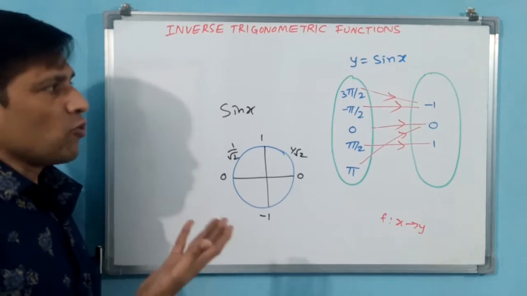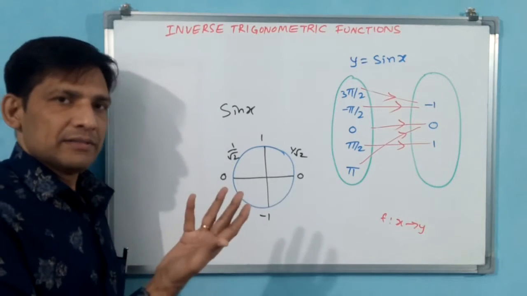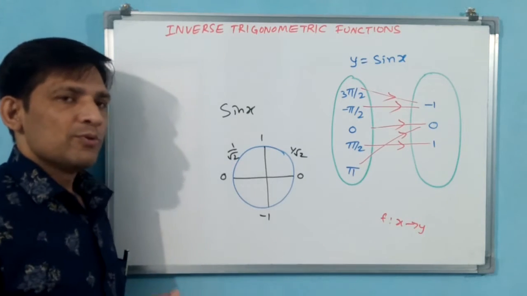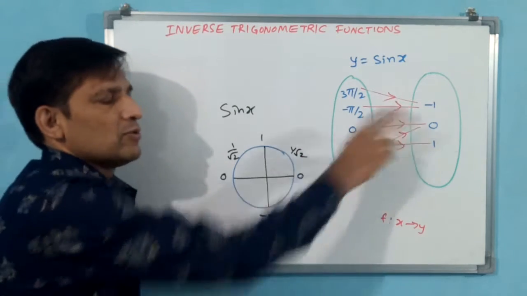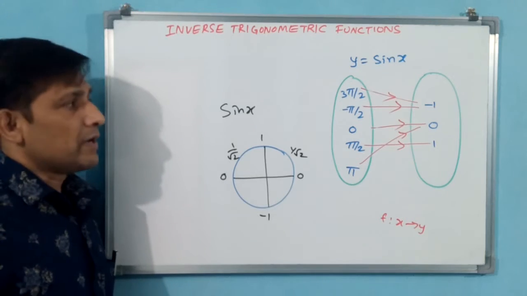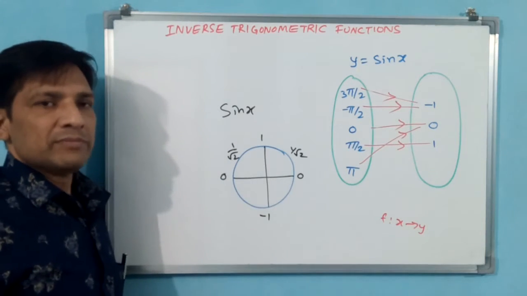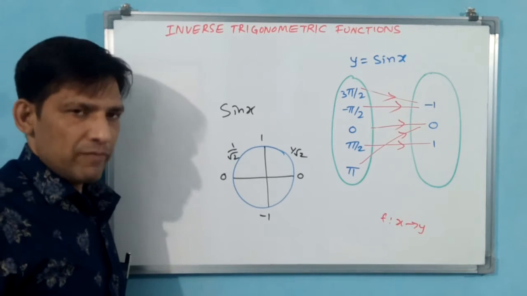Because the domain of sin x is R, minus infinity to plus infinity, anything you give. Several times, for different values, the same output is going to come. That is called a many-one function.